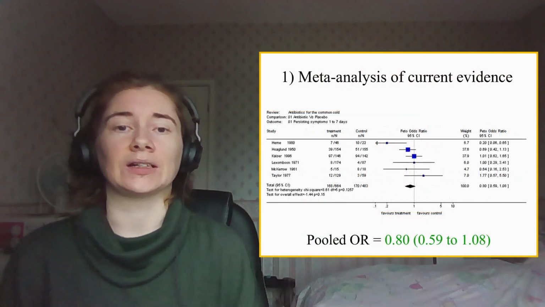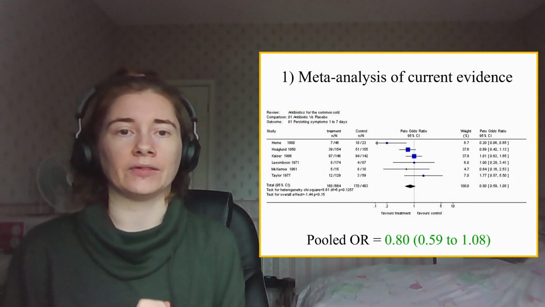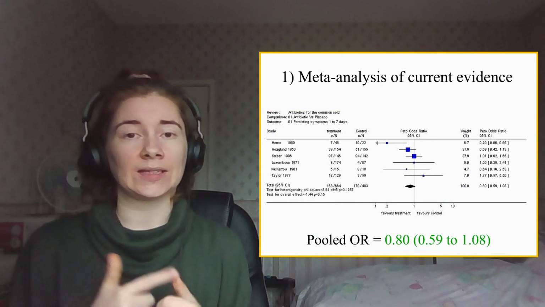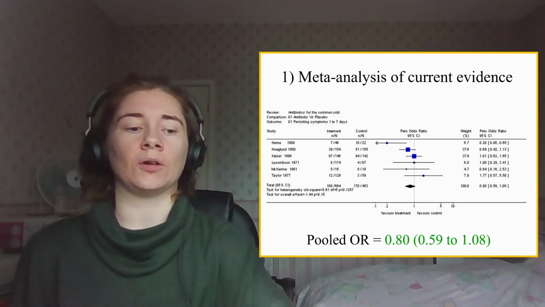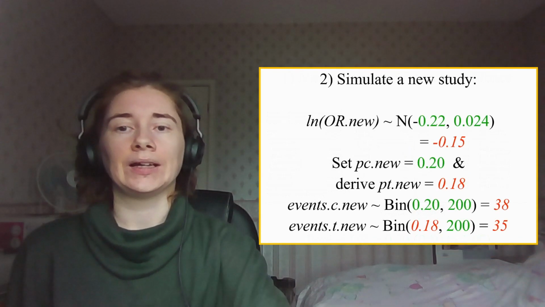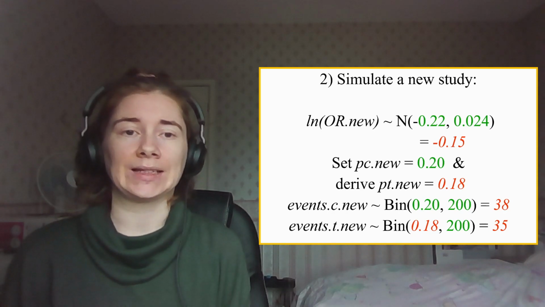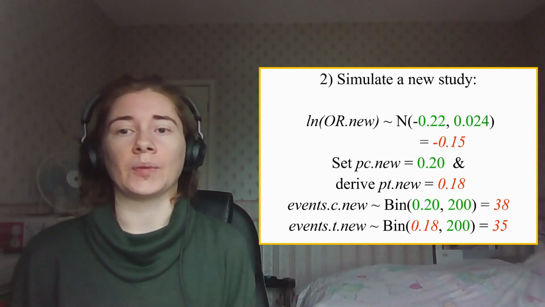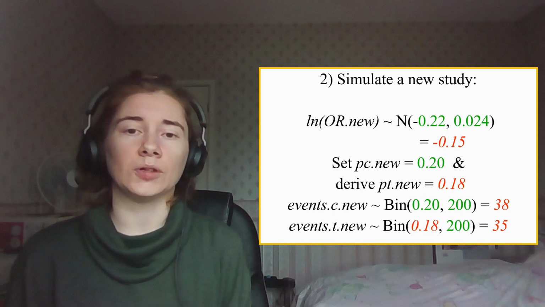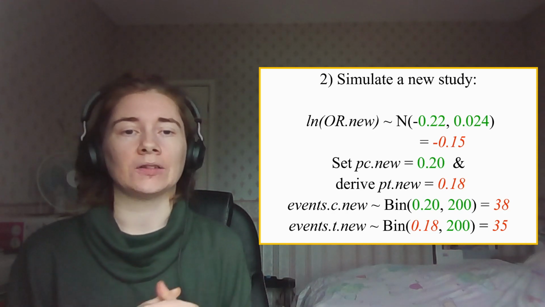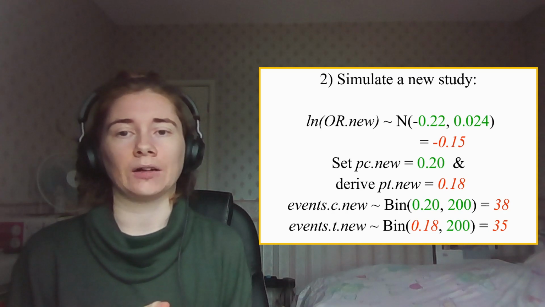Firstly, we need to conduct a standard meta-analysis of the current evidence in question. In this example, we have a meta-analysis of 6 studies with a pooled odds ratio of 0.8. Then, using parameters from the meta-analysis, a new study is simulated. This involves sampling a new study effect from a distribution defined by the meta-analysis. Here, this is minus 0.15 on the log odds scale.